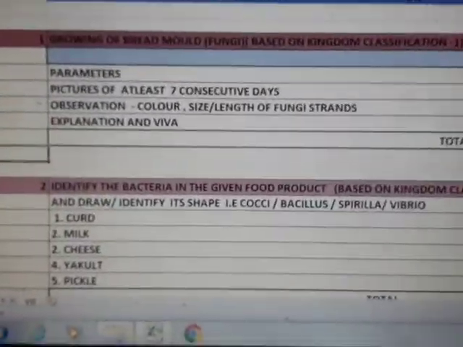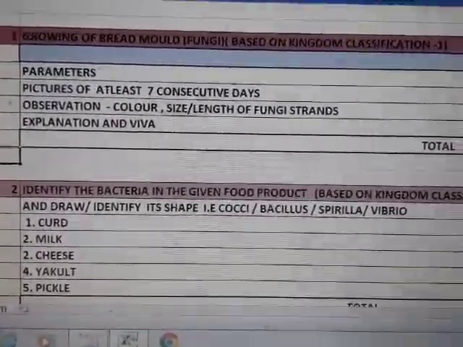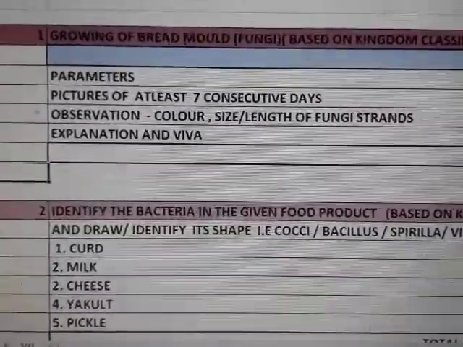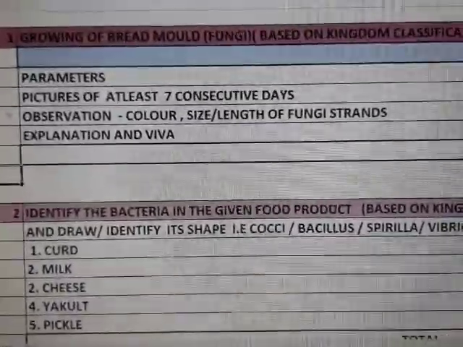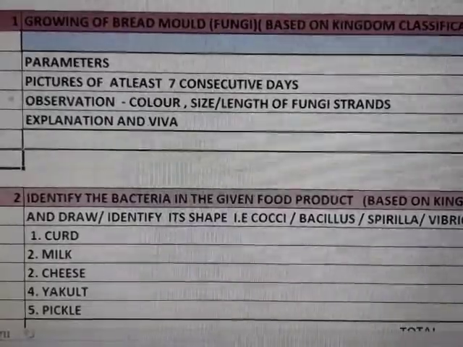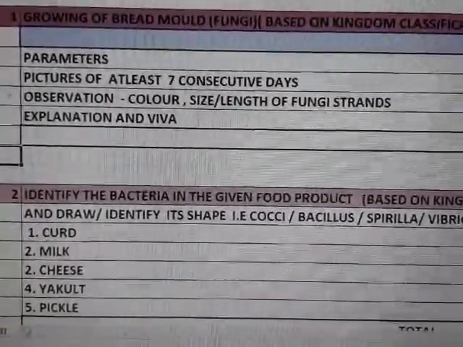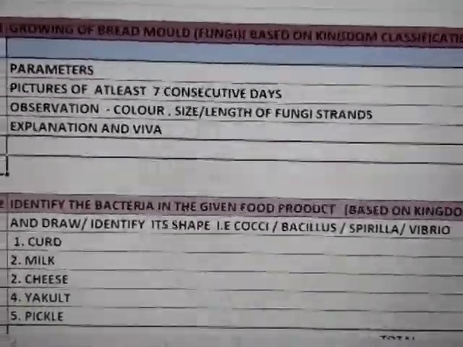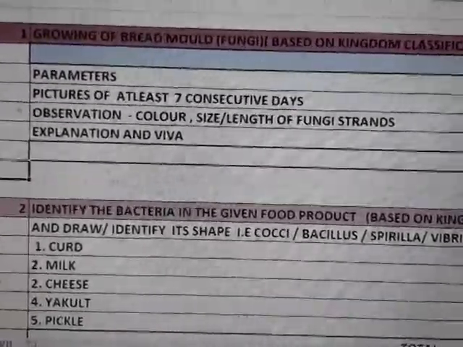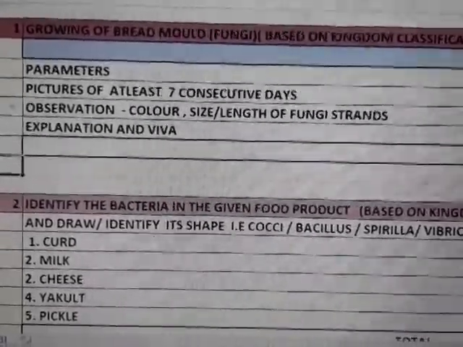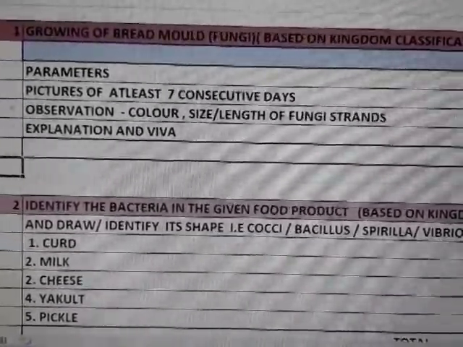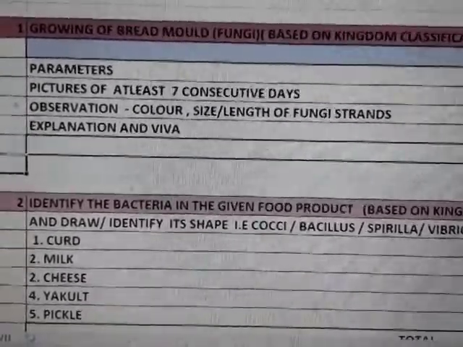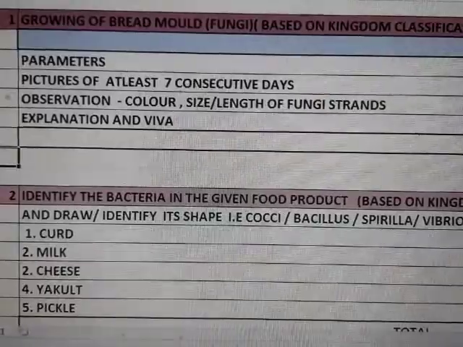So you can see the second thing is parameters, and here is a column for distribution of the marks. So let us first understand how many marks you're going to score based on these various parameters. So pictures, how are you going to do it, and how are you going to send me everything, I'm going to explain later. Pictures of at least 7 consecutive days. Growing of this bread mold is going to take, say, from 7 to 8 days, 8 or 10 days, it depends. Don't take this 7 as a fixed number. It can vary for all of you. It could be 6 for some, 7 for some, 10 for some. So it's not a problem in that case.